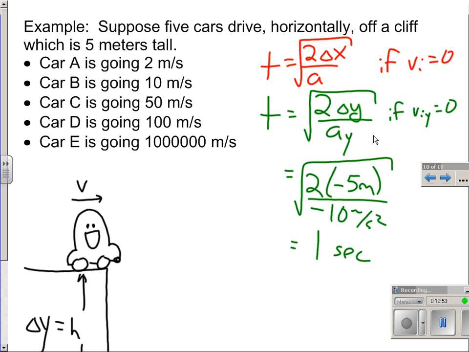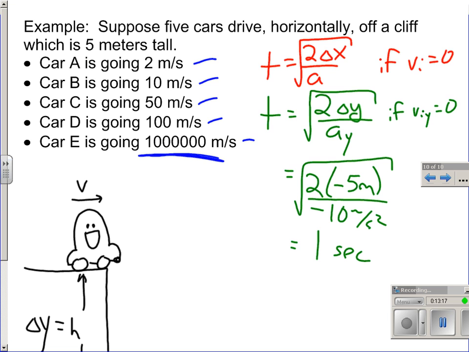Okay, so the idea is all 5 of these cars here, because they're falling from a cliff that's 5 meters tall, they're all going to take 1 second to fall. Okay, which seems counterintuitive. It feels like this last car that's going super fast should sort of be in the air longer, right? Because it's going faster, is what people tend to think. But that's not the case.